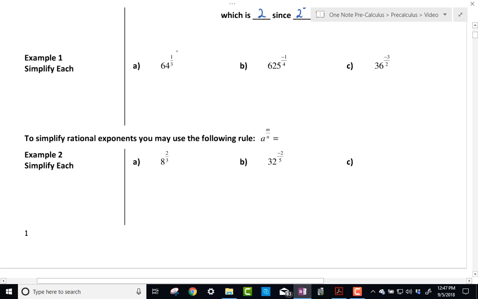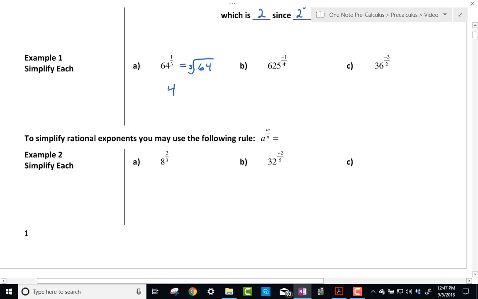I have 64 to the 1/3 power. This is the same as seeing 64, take the cube root of that to the first power. Now the first power really doesn't matter here, so I really don't need it. It's just where does it go when I convert it. So the cube root of 64 is just 4. That's what 64 to the 1/3 is.